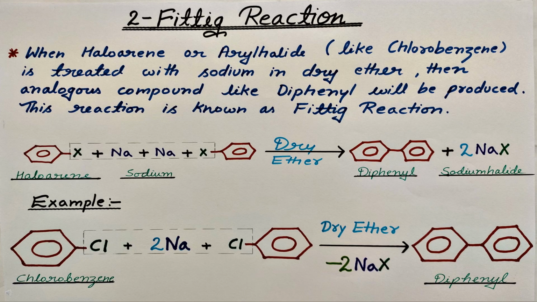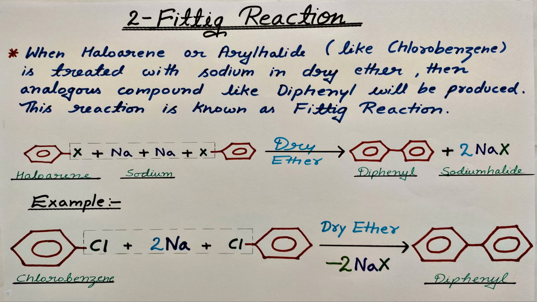Our second reaction is Fittig reaction. In this reaction, haloarene or aryl halide is treated with sodium in the presence of dry ether. In this case, 2 moles of haloarenes are required. It is a very simple reaction in which there will be removal of NaX, that is sodium halide, 2 moles, and there will be formation of simple diphenyl product.